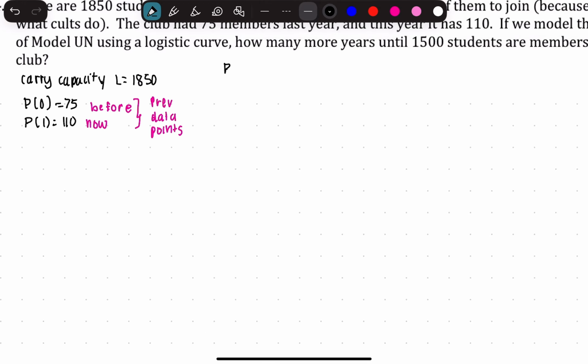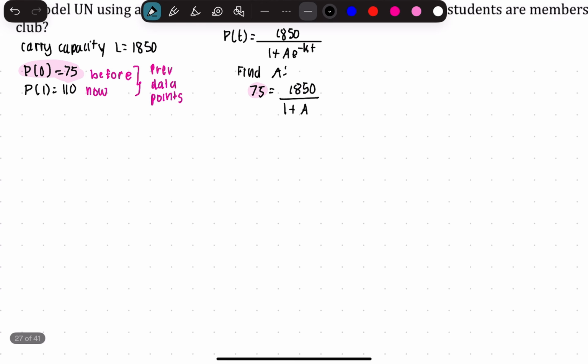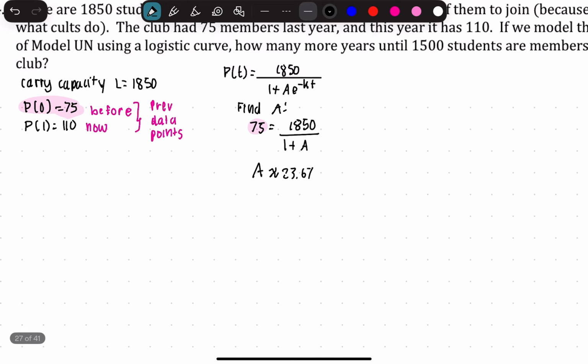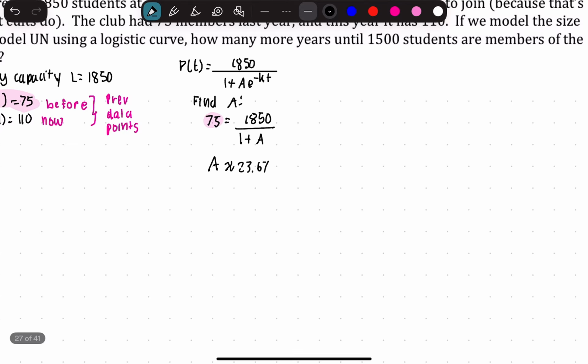So now we can model this with the relationship P of t is equal to 1,850 divided by 1 plus a times e to the negative kt. Now we want to find a, and we do this by setting P of t equal to 75, which is P of 0. Highlight this so that we can remember where that came from. Then you set it equal to the expression 1,850 over 1 plus a. And now from this we get a is approximately 23.67.